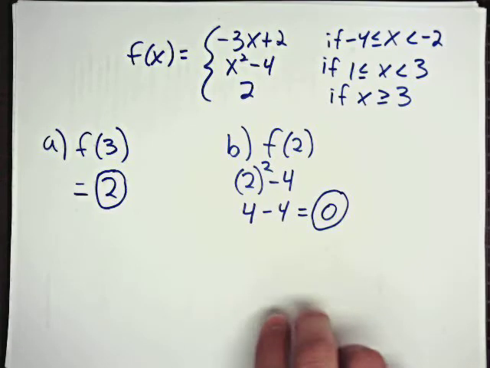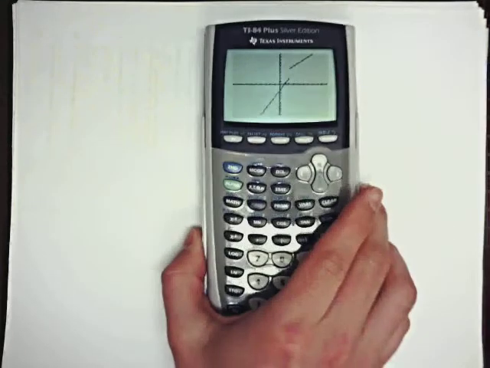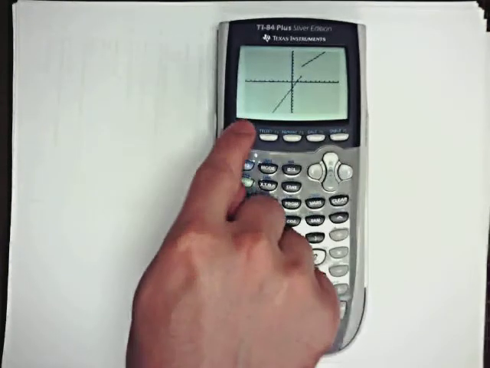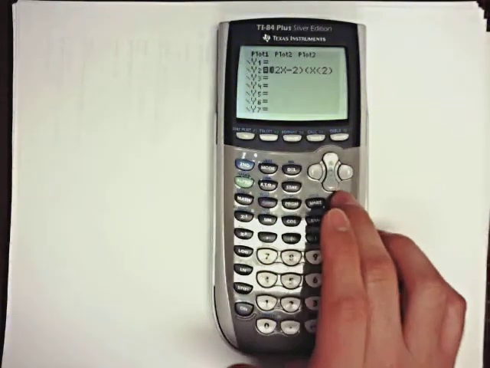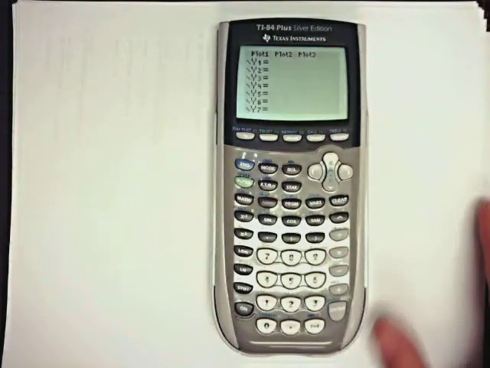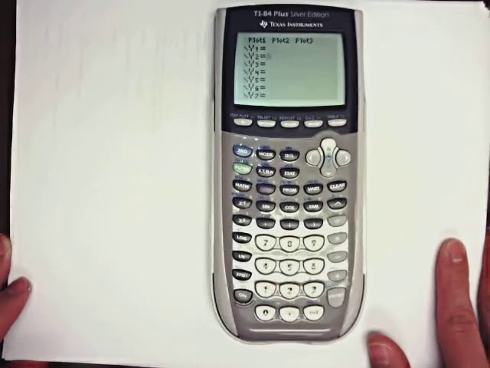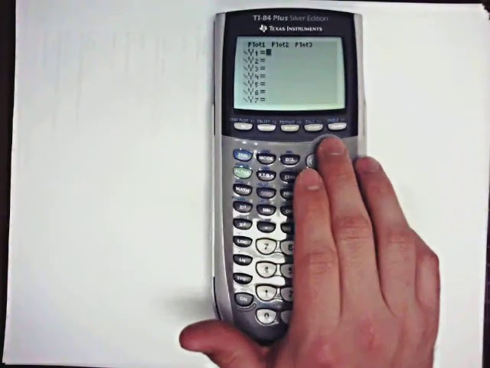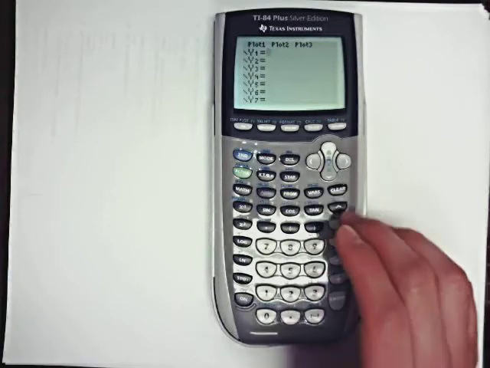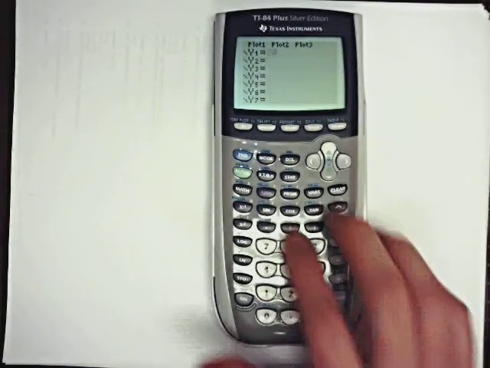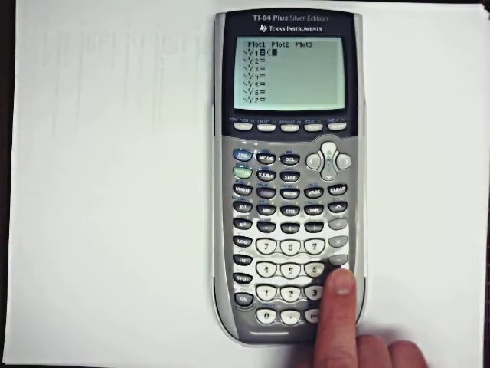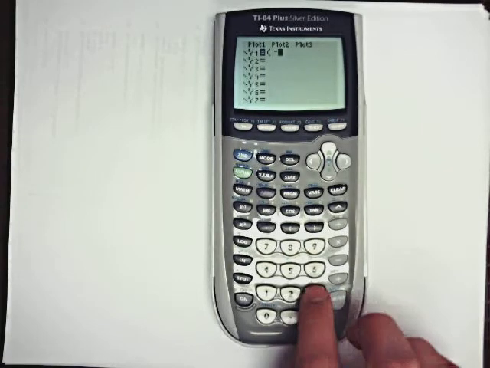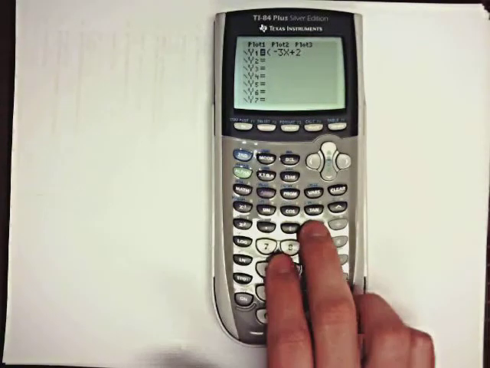Last thing we're asked to do is sketch the graph. So again, we'll do that on our calculator. Go to y equals, clear the first equation, clear the second equation. Then we want to enter our 3 equations. So y1, we have negative 3x plus 2. In parentheses, make sure you use your negative sign down here, not the minus sign, because they are different in calculator language. Negative 3x plus 2, close parentheses.